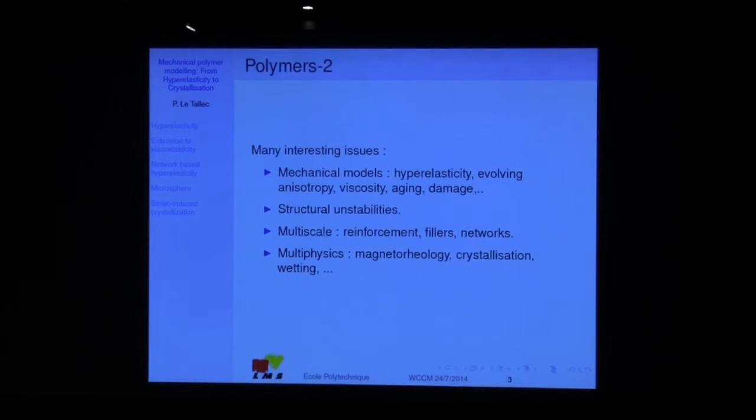It is multiscale by construction, because polymer structures have fiber reinforcement, they have fillers, they are made of networks of monomeric structure with chemical bonds, etc. And polymers are also very active in multiphysics fields, like magnetorheology, to get active structures made of magnetorheological polymers, like crystallization, wetting, polymer gels, etc. So that's roughly the scope of interest of polymers.